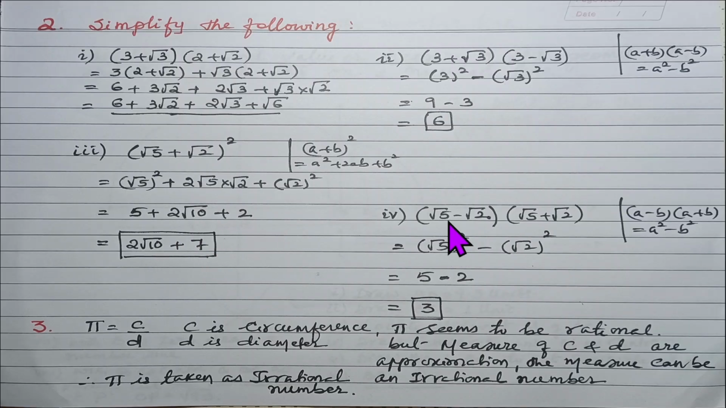Now the fourth example is (√5 − √2)(√5 + √2). It is (a − b) into (a + b), again a² − b². A is √5, b is √2, therefore (√5)² − (√2)² is equal to 5 − 2, and the answer is 3, a very simple calculation.